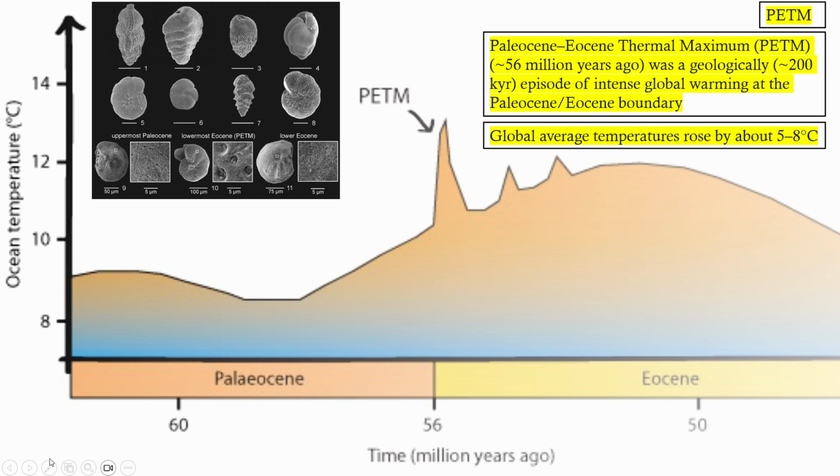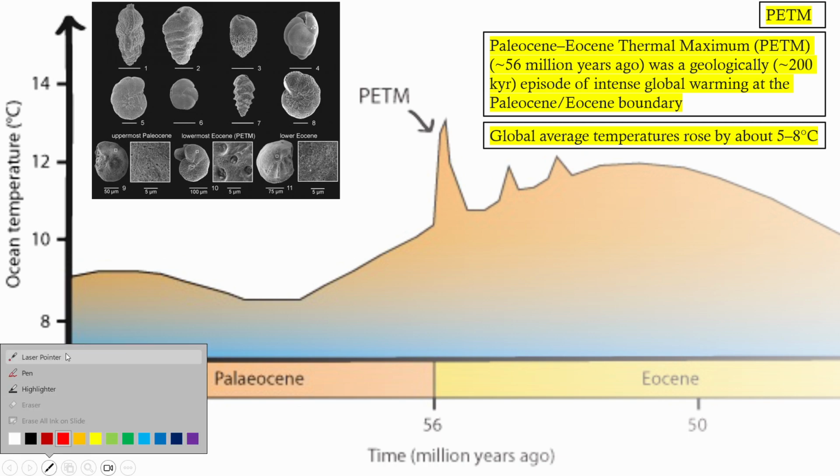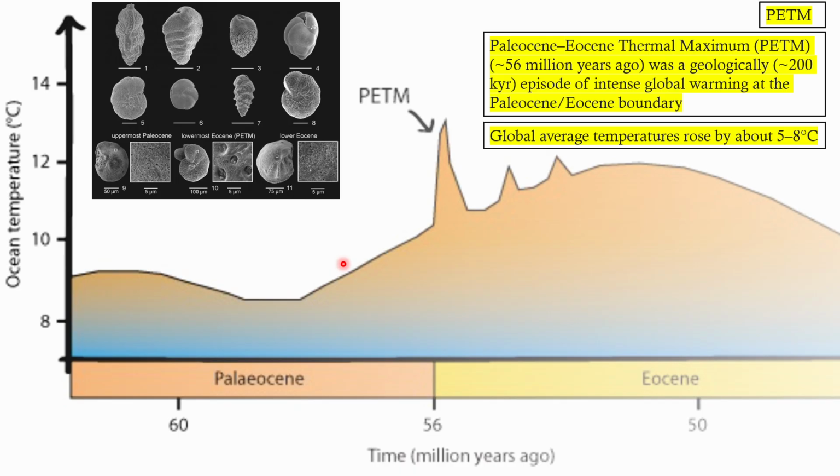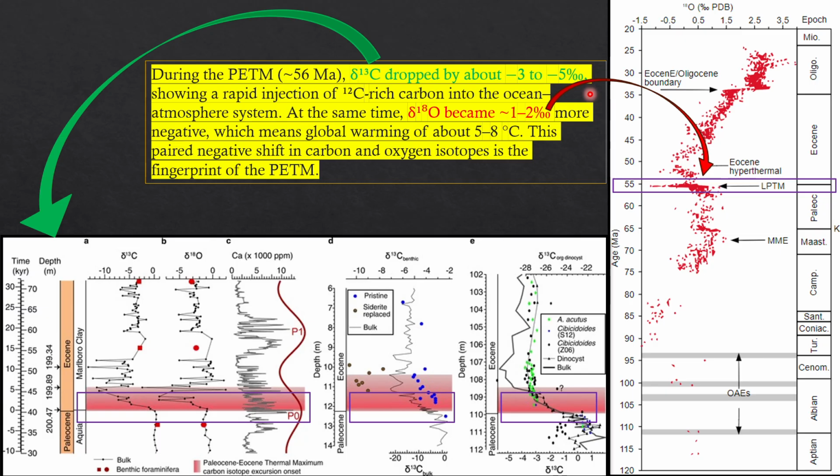Guys, today's topic is very interesting, related to sedimentology and paleoclimatic analysis. The topic name is PETM, the Paleocene-Eocene Thermal Maximum. It's the geological time period in which global warming was very intense and the average temperature rose by 5 to 8 degrees centigrade. So you can see this sharp temperature rise at this event.